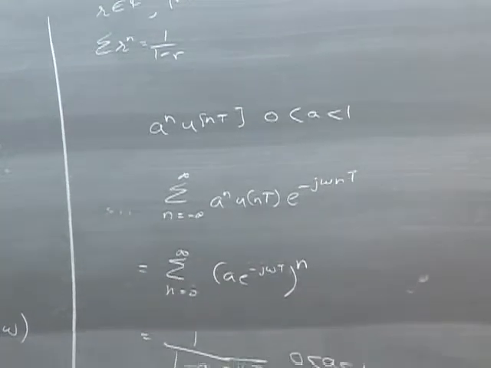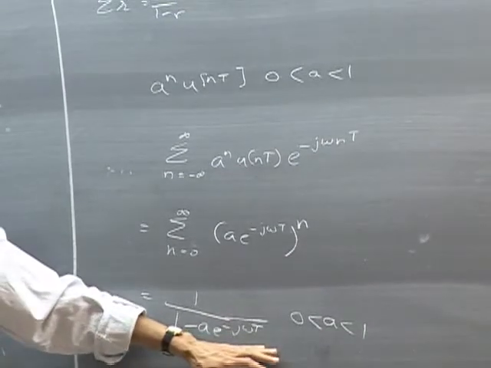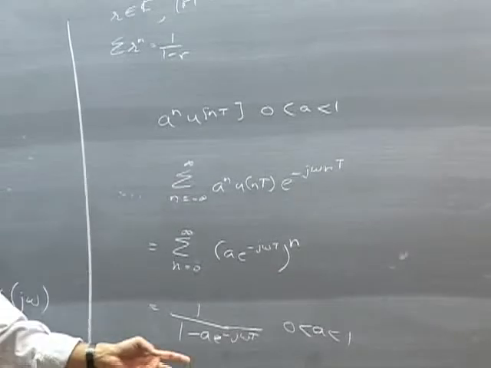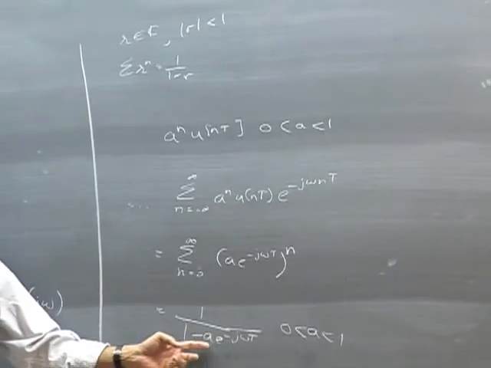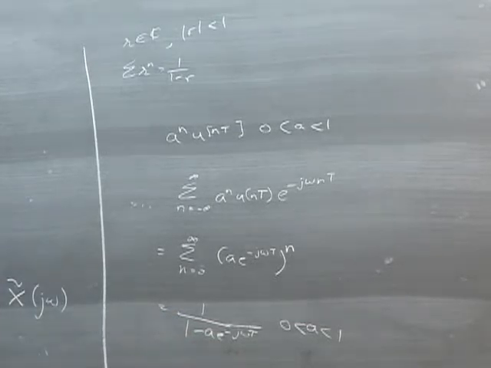The intuitive way of seeing it is that e to the minus j omega t is a phasor, of magnitude 1 by definition. And so we have it multiplied by some constant less than 1. So the product is going to have a magnitude less than 1, and so we're fine.